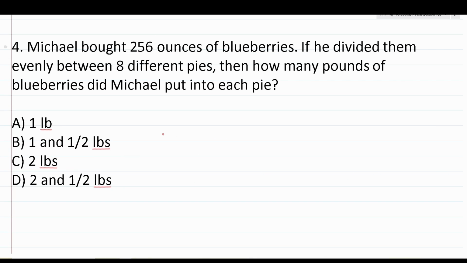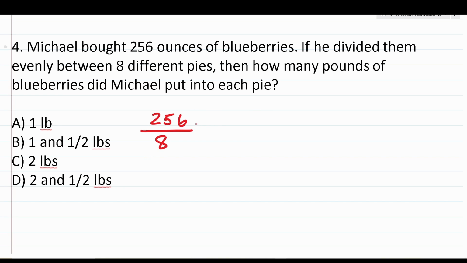All right, so number 4 says Michael bought 256 ounces of blueberries. If he divided them evenly between 8 different pies, then how many pounds of blueberries did Michael put into each pie? All right, so for this problem, the first thing we have to figure out is how many ounces of blueberries Michael put into each pie. So we're going to take our 256 ounces of blueberries that he started with, and we're going to divide that by the 8 pies that he's putting them into.